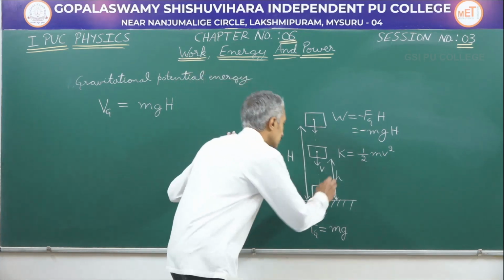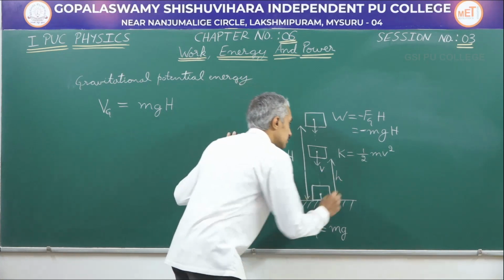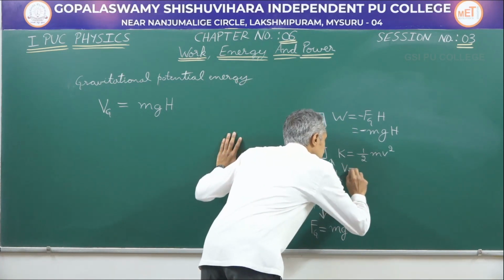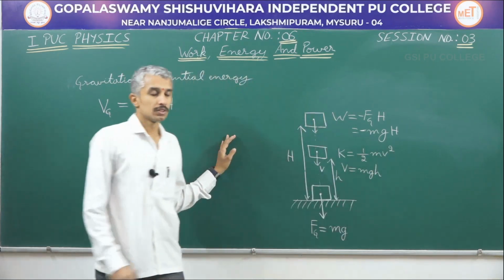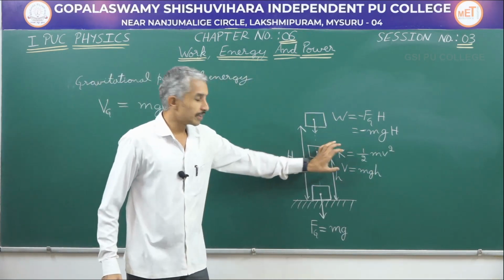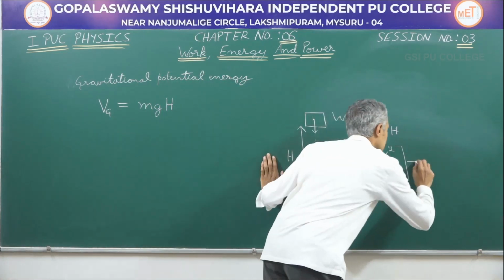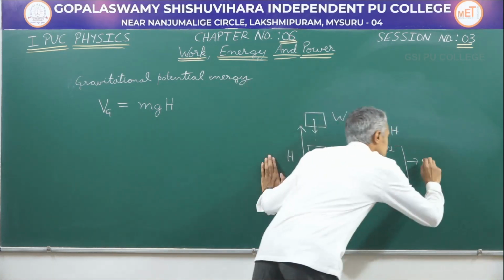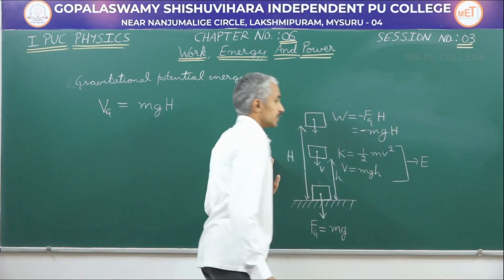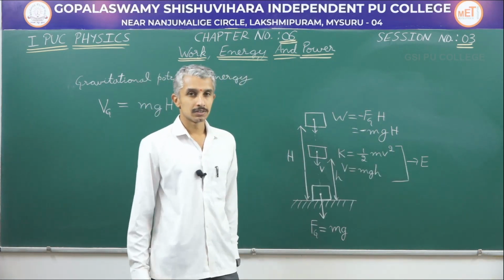And in the intermediate state, when the object is at height small h, again in this case it has a potential energy given by mgh. So in the intermediate state, the object possesses both kinetic energy and potential energy, and this is now equal to an energy called the total mechanical energy.